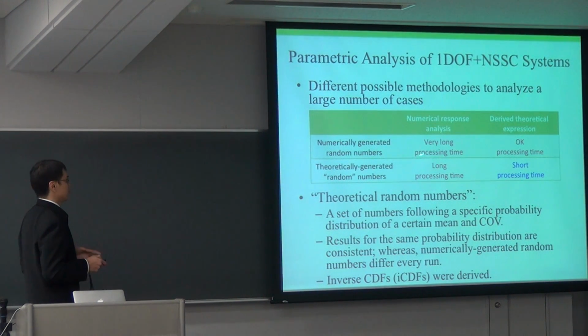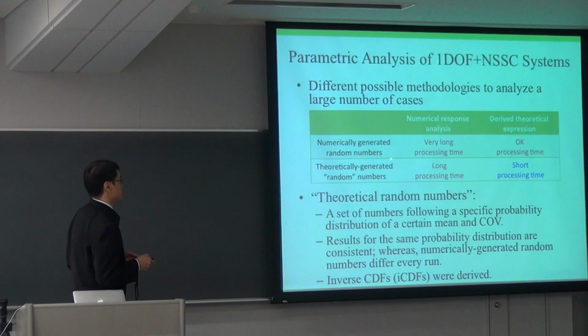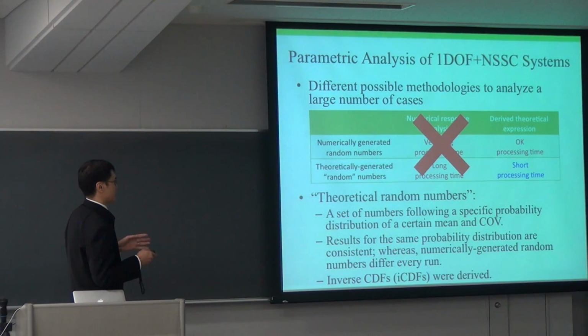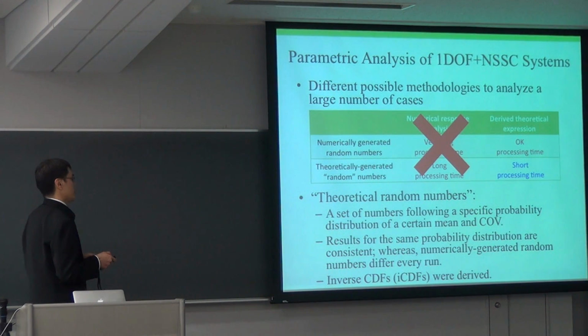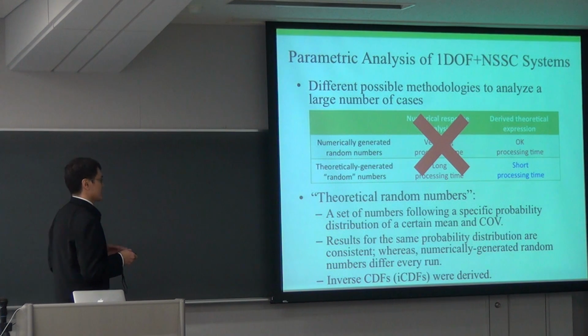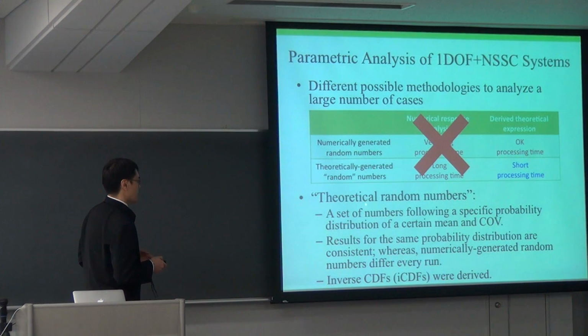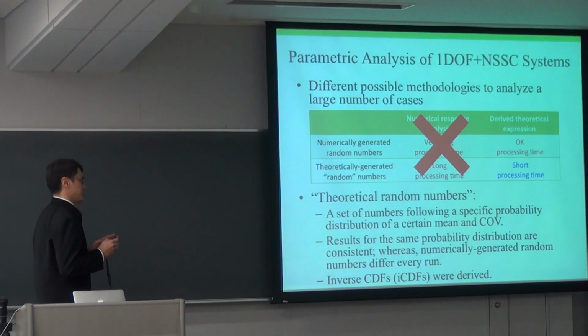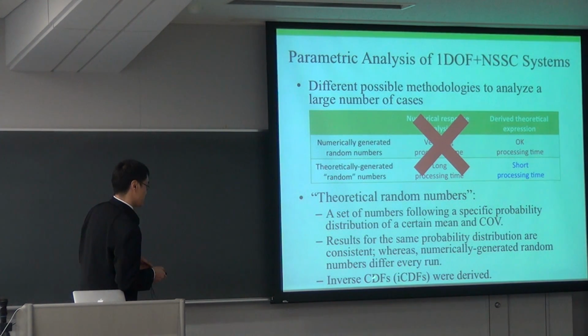Now, this can be done in different ways, using numerical results or theoretical, but of course numerical analysis takes a long time, so I used the derived theoretical expression I showed you earlier, but I also used what I call theoretically generated random numbers. These are not random anymore, but basically a set of numbers following a specific probability distribution of a certain mean and coefficient of variation. The good thing about using this is the results for the same distribution are consistent, whereas numerically generated random numbers differ every run. So that could affect the results.